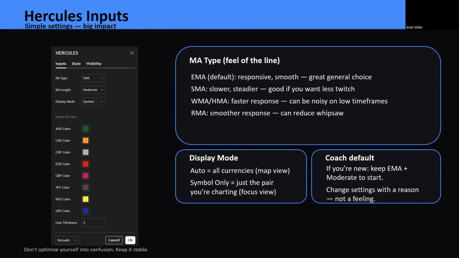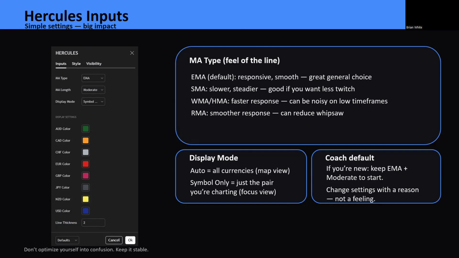So an MA type changes the feel of Hercules. EMA is a great default because it's responsive without going crazy. SMA is a little bit calmer, a little steadier. The WMA and HMA can react faster, but there are problems with that. It can also increase the noise. So it all depends on the time frame. Then you've got the RMA, which is also smooth and calm, and it helps with the whipsaw side of things. So again, you have the complete control to choose which way you want to go with that.